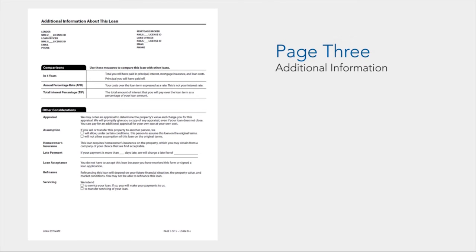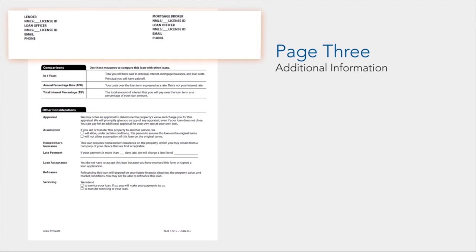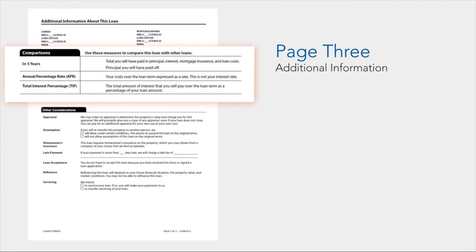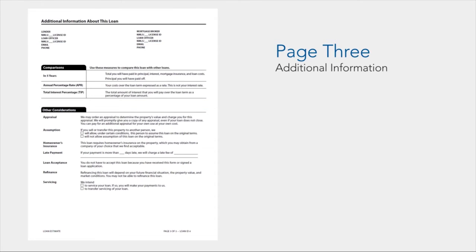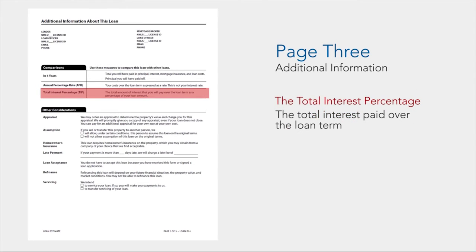On the third page, you'll find the loan officer's contact and license information, followed by a cost comparison of 5 years total cost, the APR, and total interest percentage, or TIP. The total interest percentage is entirely new and discloses the total amount of interest that the borrower will pay over the loan term, expressed as a percentage of the loan amount.